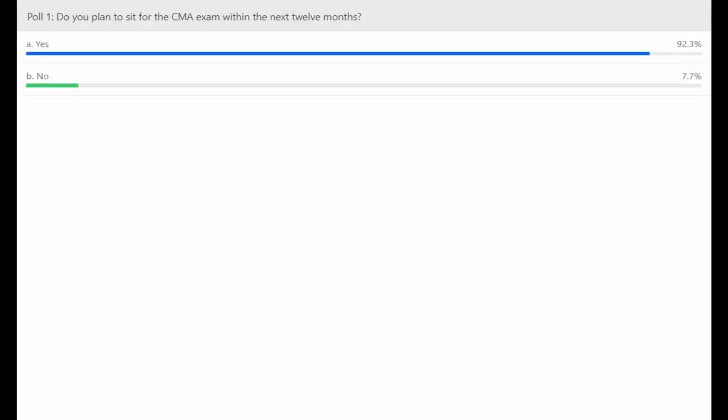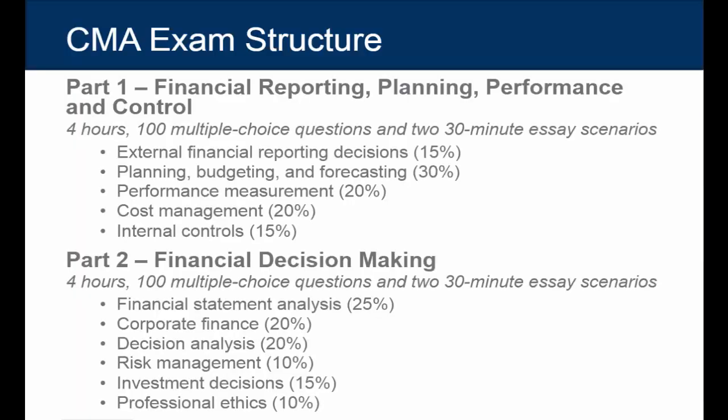Before sitting for any exam, it's really important to have a complete understanding of the exam's structure as well as its content. First of all, on the structure side, this exam consists of 2 parts. Each part tests unique content, and the exam parts can be taken in any order. The exams are each 4 hours in length, starting with 100 multiple choice questions and concluding with 2 essay scenarios, which are sort of like mini cases.